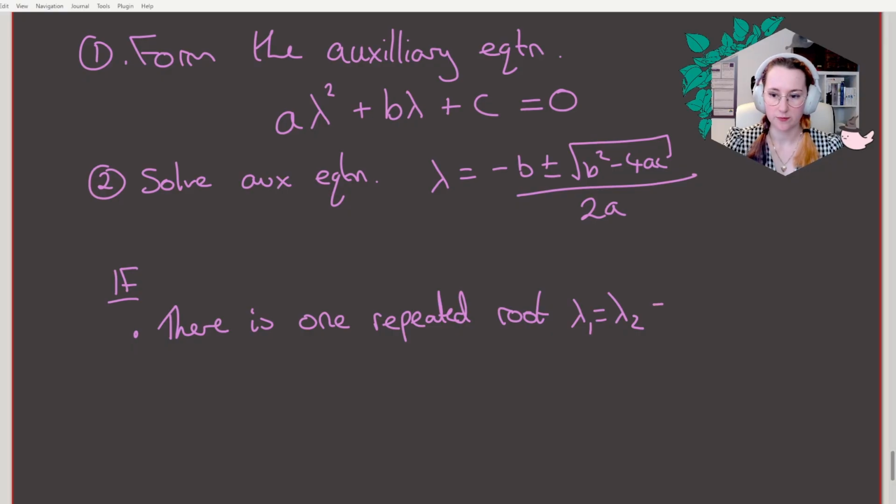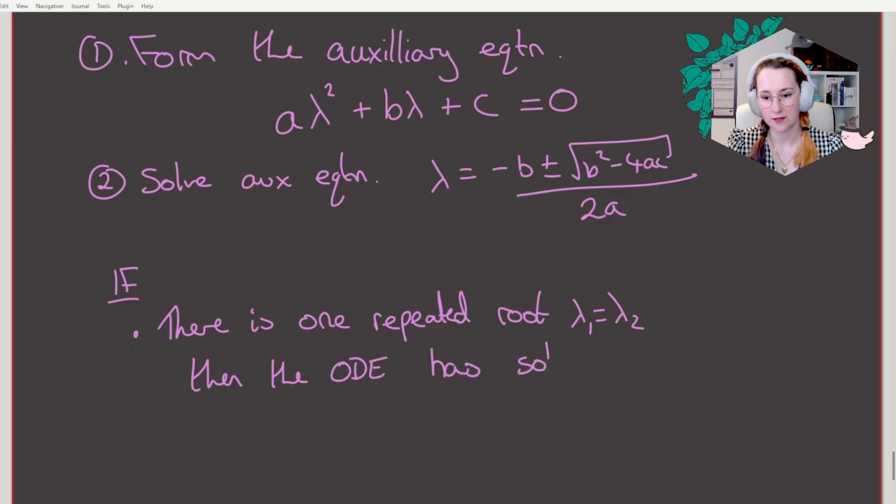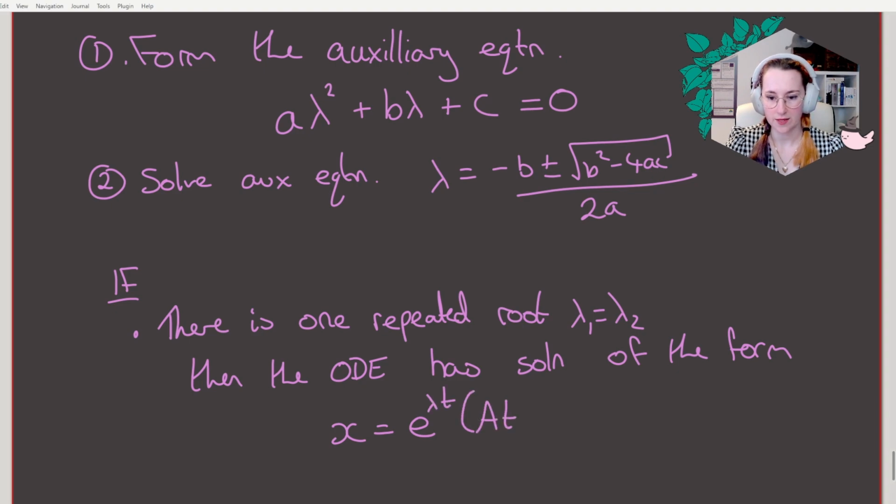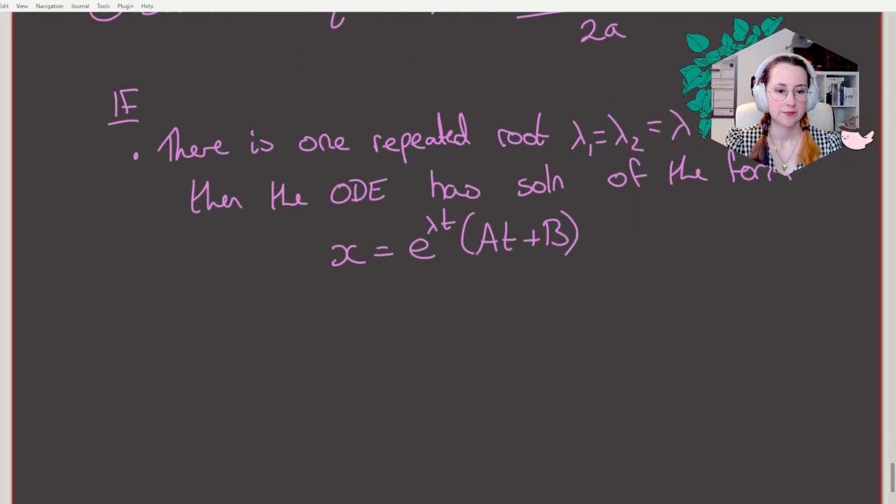and let's call them, they're fine like that, then the ODE has a solution of the form x is e to the lambda t times at plus b, where lambda 1 and lambda 2 are equal to lambda. So that's a special case.